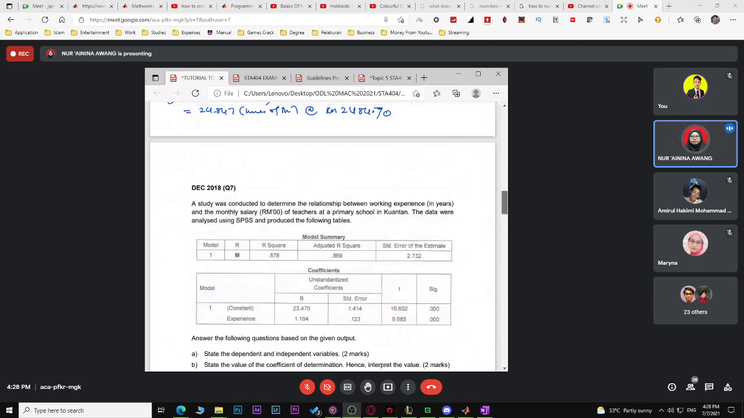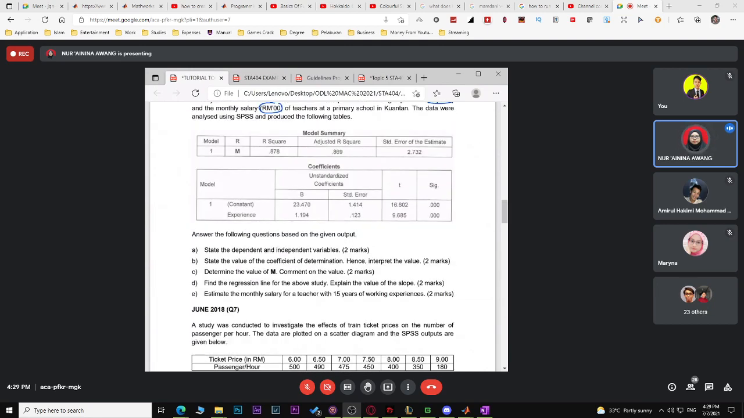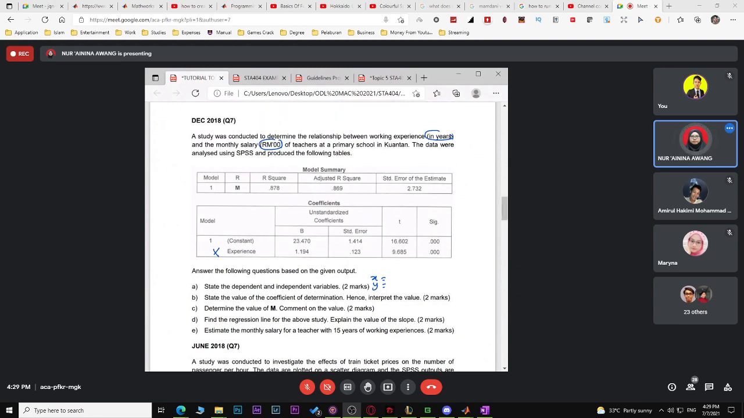So for question December 2018, okay, so in this question, the question gives you the model summary and also the coefficient. Okay, there is no data, okay, in this question. And the monthly salary given in 100, okay, 100. And the working experience is in years, okay. So state the dependent and independent variable. So you need to let what is your x and also your y. Okay, so your independent variable, so kalau nak tahu, this is your independent variable. So you know that working experience is your independent variable and your y is the monthly salary.